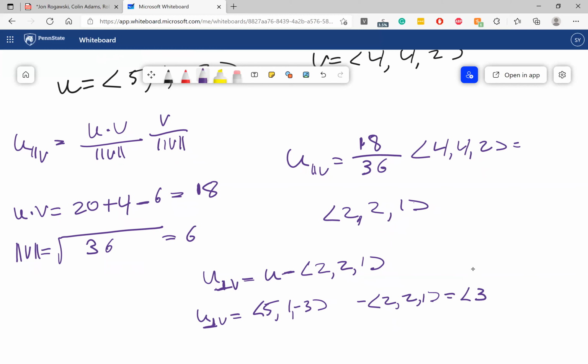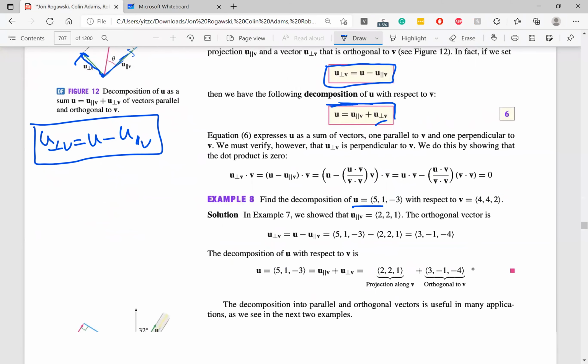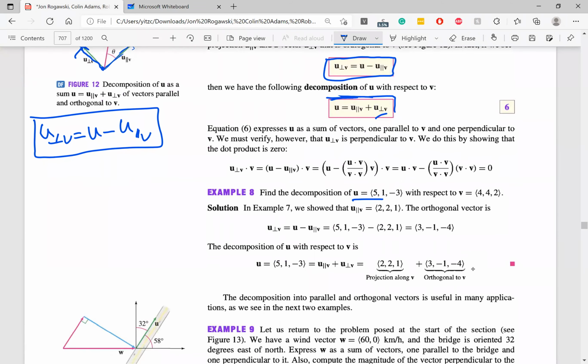Okay, so this is going to be 3, negative 1, and negative 4. Okay, and then we can recover U by just putting those two things together. So U is the projected part plus this thing that we just found, 3, negative 1, negative 4.